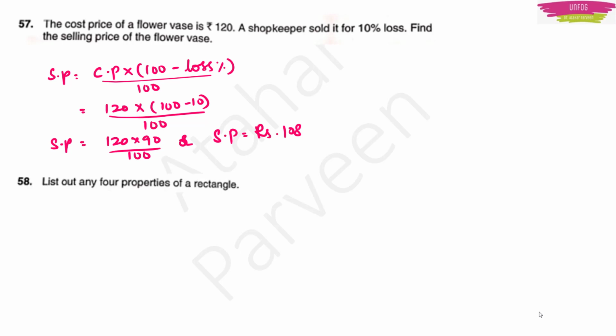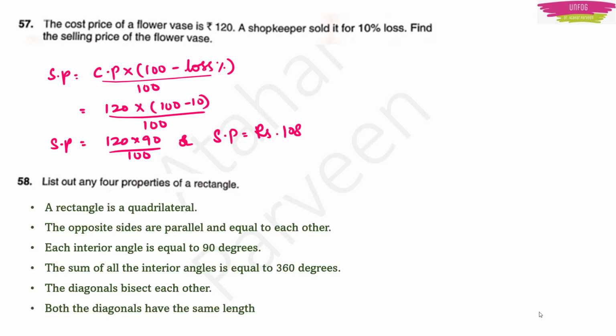Okay, next question. List out any 4 properties of a rectangle. So this is a very silly question, I must say. But still you never know. Sometimes in the exam tension or in that pressure, you don't remember 4 properties. You may remember 1 or 2, but you don't remember 4 sometimes. Maybe that's why they have asked you this question. Okay. So I'm giving you more than 4 properties.